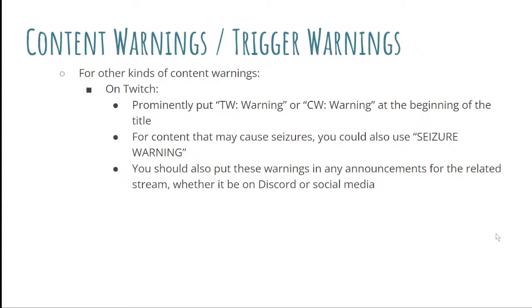You should also put these warnings in any announcements for the related stream, whether it be on Discord or social media. Just because you're putting it in the title of your stream doesn't necessarily mean that someone is going to see it in time. If they come to your stream in the middle of the stream when the content that is disturbing, upsetting, or possibly seizure causing is going on, they're not going to have adequate warning. So if you put it right in the social media post, they see it before they even click on the link for your stream.